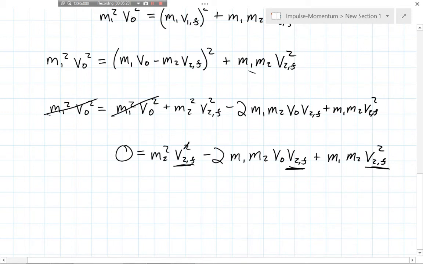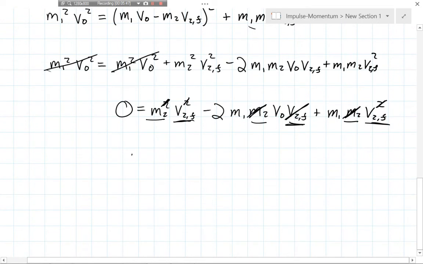So it's going to get rid of this square here, it's going to get rid of the v2 final here, and it's going to get rid of the square here. Similarly, everything also has an m2, right? So we've got an m2 there, an m2 there, an m2 there. So I can divide off the m2, so that'll get rid of that square there, it'll get rid of that term, and it'll get rid of that term.